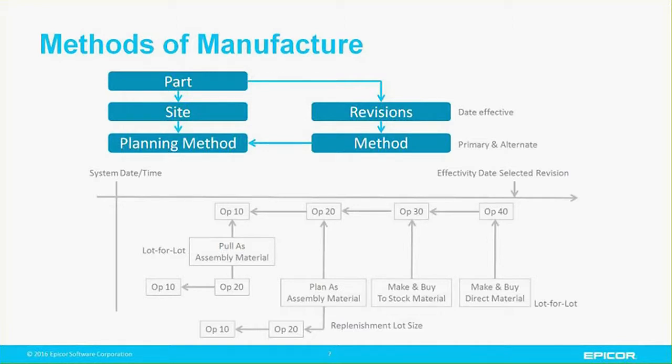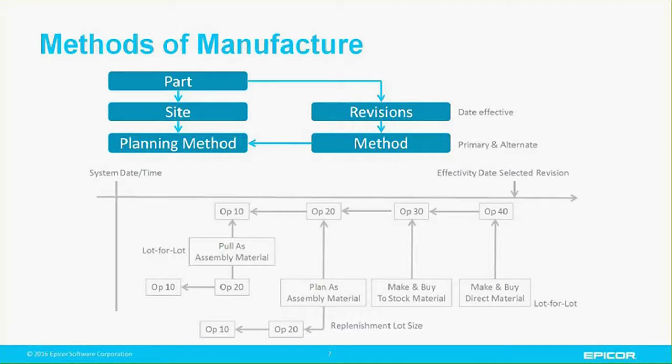Methods of manufacture, primary or alternate, are defined relative to part revisions. Each revision holds the effectivity date at which the revision will be phased in. Each manufacturing site within a company holds a planning method identifier, either the primary or an alternate method, and when the MRP II needs to rate a planned job for the part in the site, it will choose the planning method at the appropriate revision based on the due date of the job.